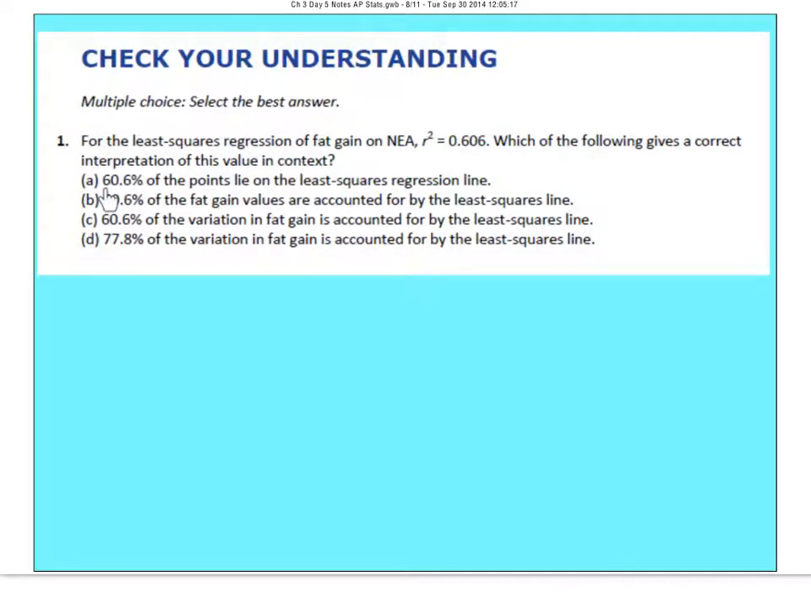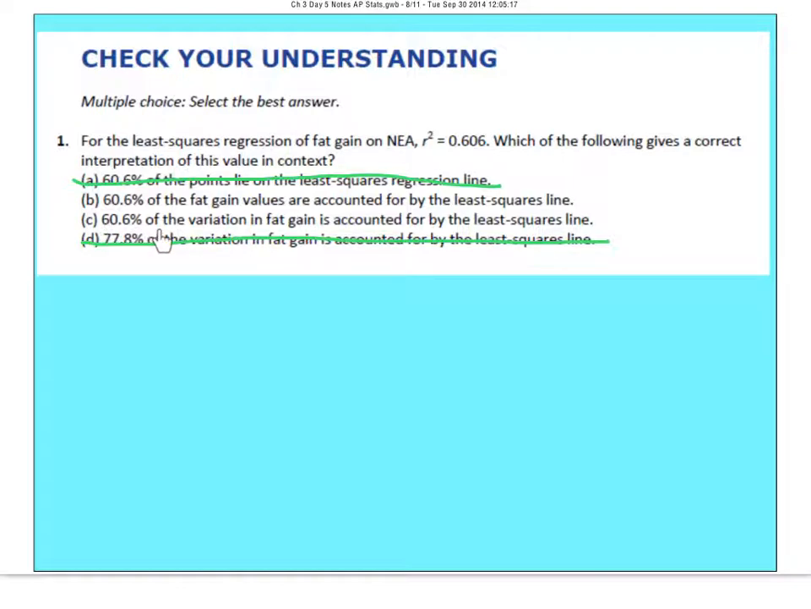Well, if I read letter A, 60.6% of the points lie on the least squares regression line. That's clearly not a true fact of what it means, so I'm going to cross it out. I'm going to jump to letter D, where it talks about 77.8% of the variation. The 77.8, I suspect, is the actual R value, so that's not correct. We want the true R squared, so I can go ahead and cross D out. So it comes down to, is it B or C?